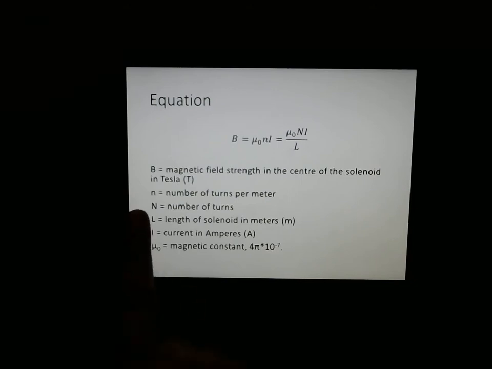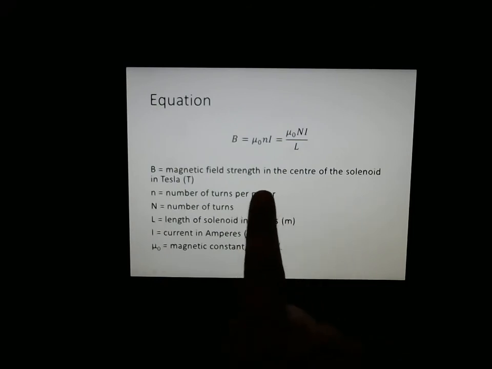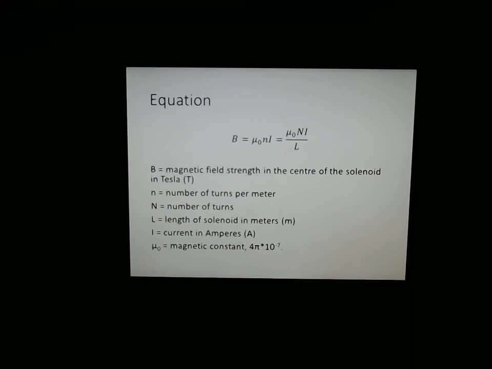Going through our units, B is magnetic field strength in Tesla, but it's the field strength in the center of the solenoid, and they actually mean dead in the center. While we can effectively say everywhere inside the solenoid would be the same, there is some small variance as you go towards the edge, but we just ignore it for now. We're going to play with some of those in class. For this formula, little n is the number of turns per meter, capital N is the number of turns, L is length in meters, I is still current in amperes, and mu naught is the magnetic constant, 4 pi times 10 to the negative 7, which is also provided in your formula booklet.